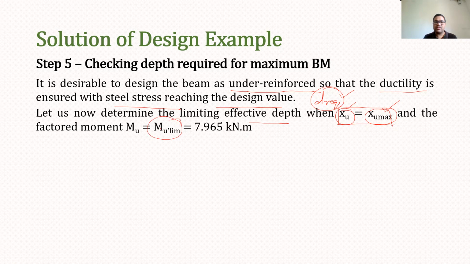Here it is termed as MU dash limiting, which means limiting moment of resistance. In the limit state design method, we generally refer to the moment of resistance of a balanced section as MU limiting, and MU is the bending moment or moment of resistance of our section. By comparing this with the balanced section moment of resistance, we can use the formula to find the value of D required. So now I will show you the formula in the IS code.